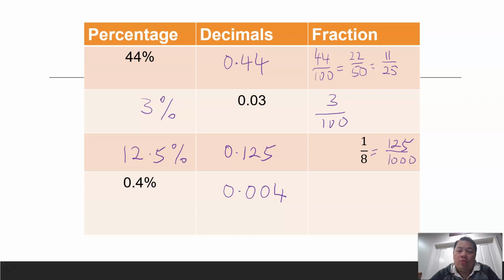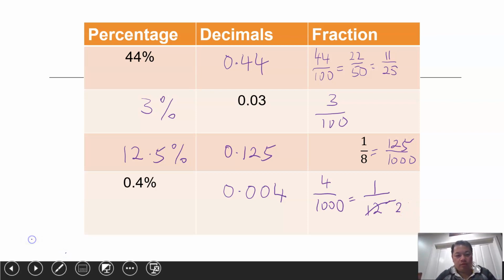So now we're going to convert it into a fraction. So it's 4 out of 1,000, which is 1 out of 125, sorry, 1 out of 200, sorry, it's 1 out of 250. Okay, sorry, I don't think there's an eraser mode here. So it's actually 1 out of 250. Got it so far? Okay, moving on.